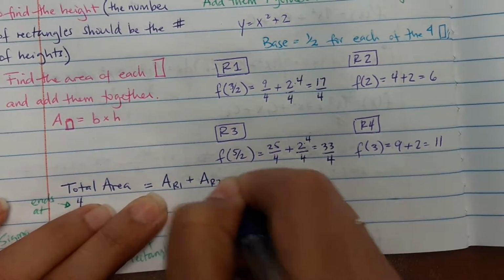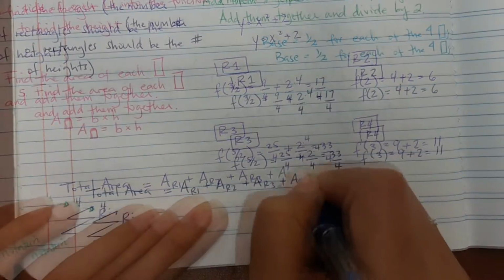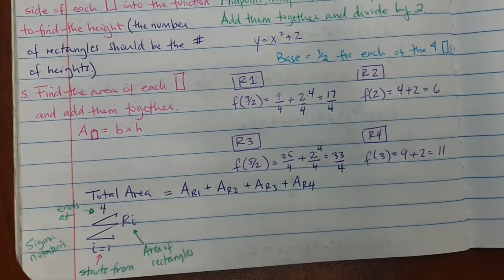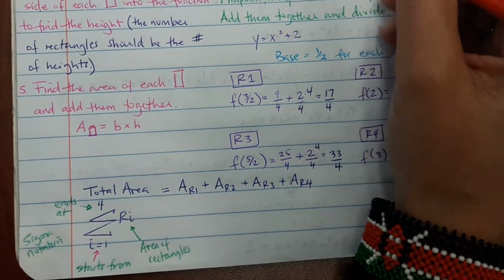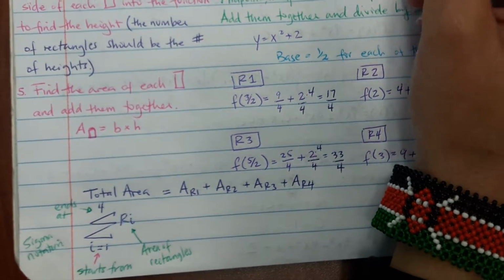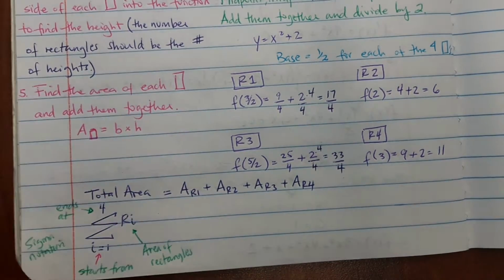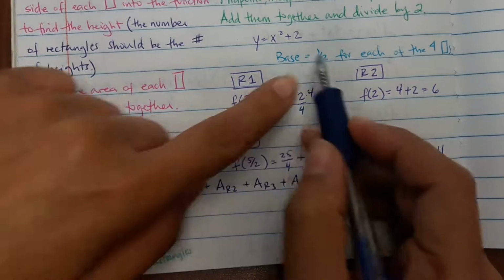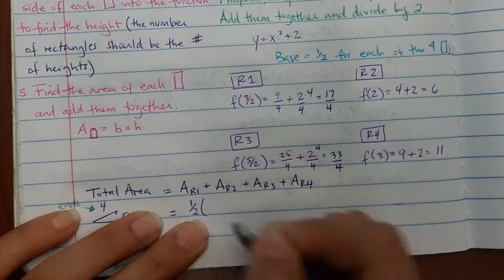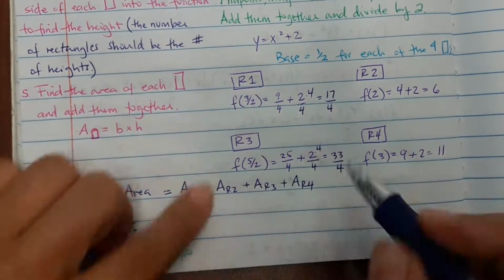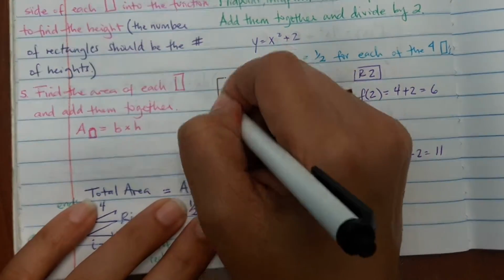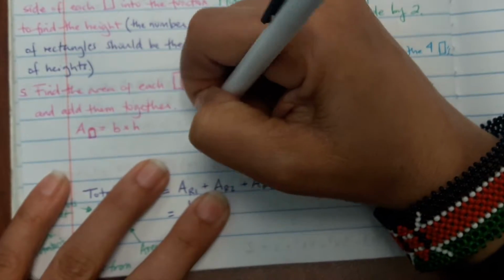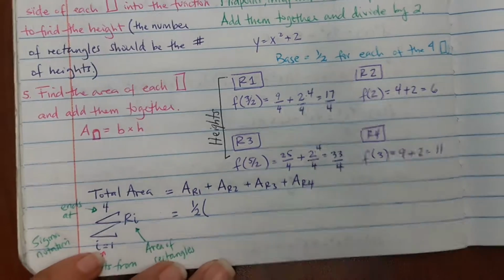So the area of the first rectangle plus the area of the second plus the area of the third plus the area of the fourth. Right, so let's do that. Base times height, right? All the bases are half. So it's going to be a half times the height for the first rectangle. The height for the first rectangle is 17 over 4. So 1/2 times 17 over 4. And I should label that's the height just so that you can keep track of it.